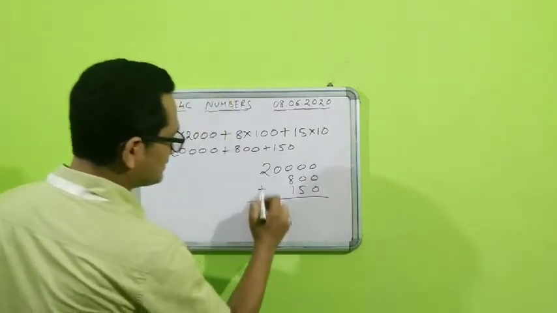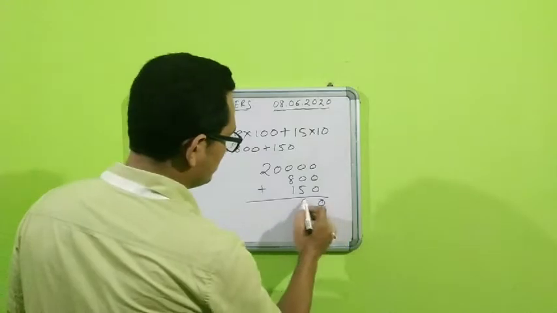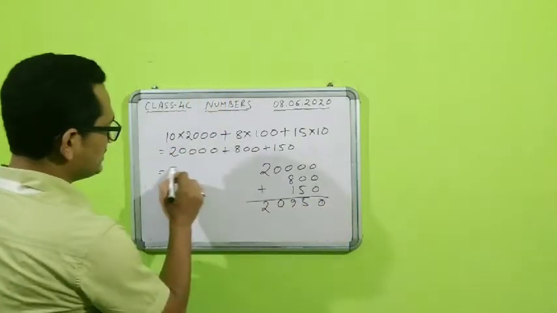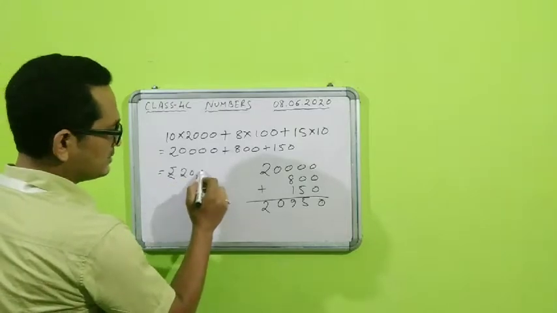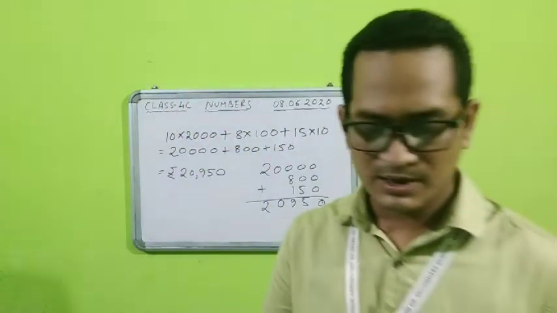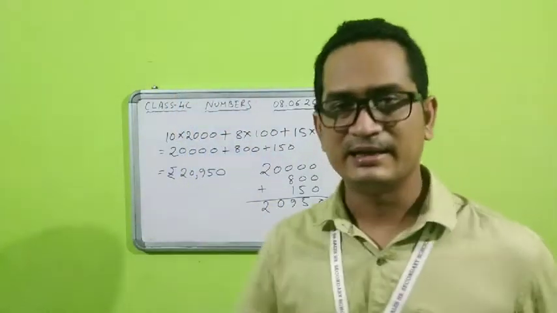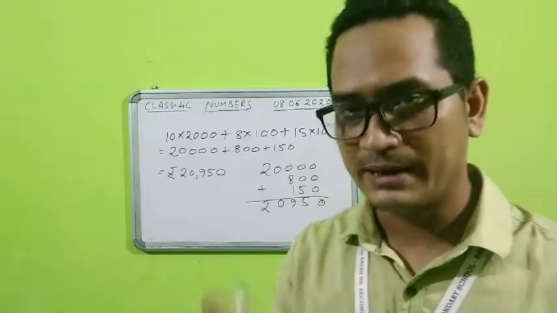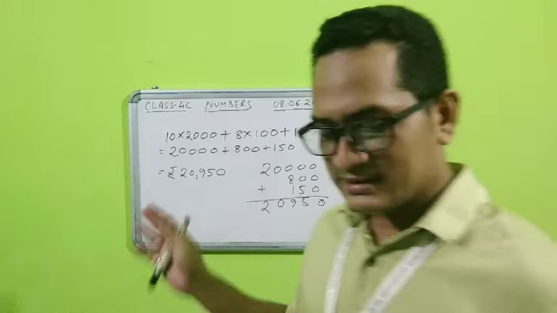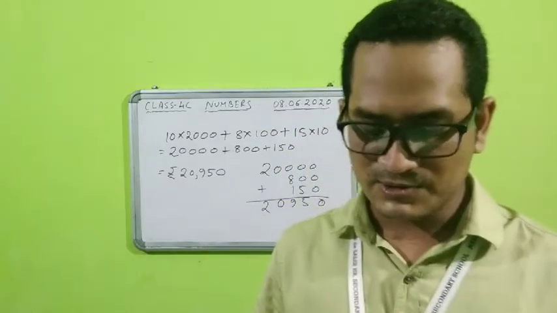So now let us add all this. That is 0, 5, it is 9, 0 again and 2. So what is the amount we got? That is 20,950. So see students, is this a 5 digit number or not? So finally we got 20,950, and that is the total money of these notes. Fine. So these are some examples. Example 4 is also given.